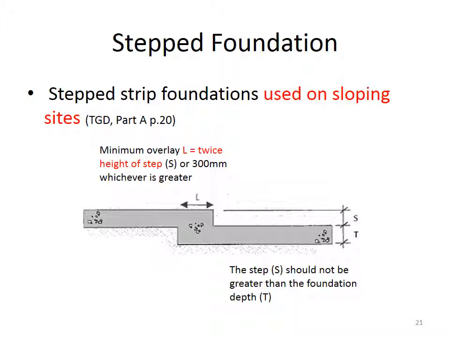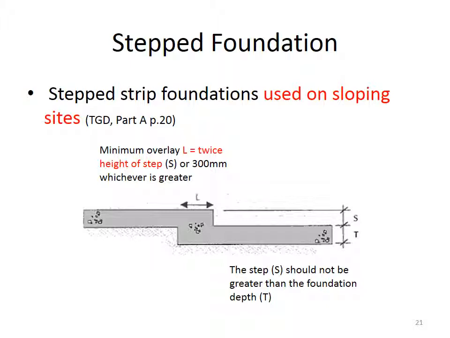We have the lap of the actual step itself, indicated by the letter L. Over on the right hand side then we have T for the thickness or the depth of the foundation, and then S is the step or the height of the step. So what's recommended is that, first of all, the minimum overlay or the lap should be equal to twice the height of the step, or 300 millimeters, whichever is greater. So if we're having a step included in the foundation, the top section of the foundation has to lap over the lower section by at least 300 millimeters, or twice the height of the step, whichever is greater.